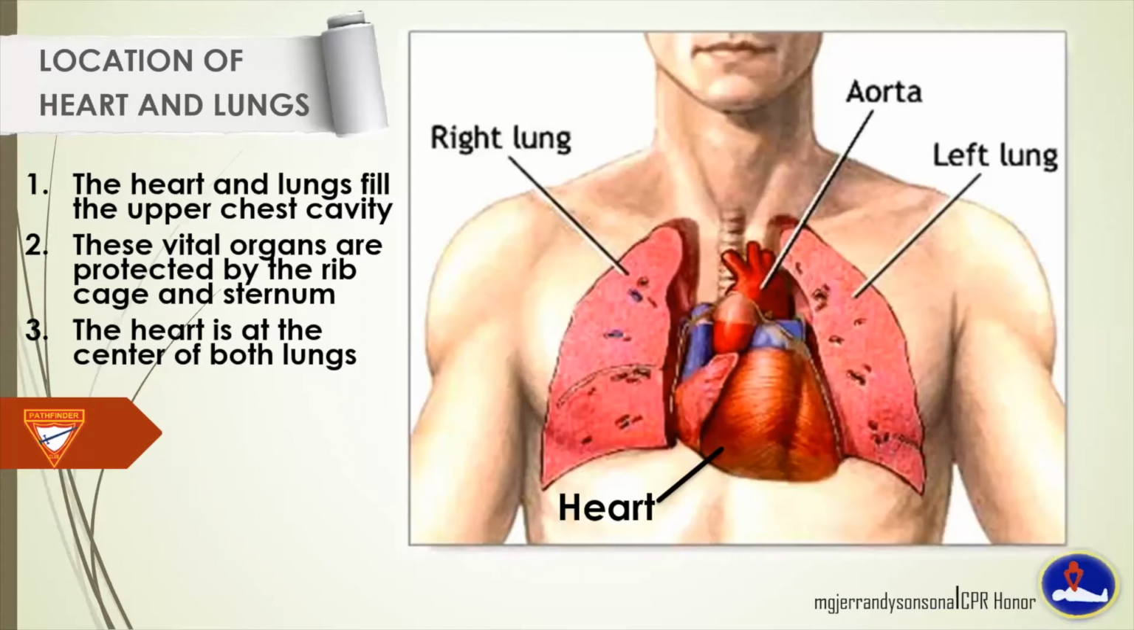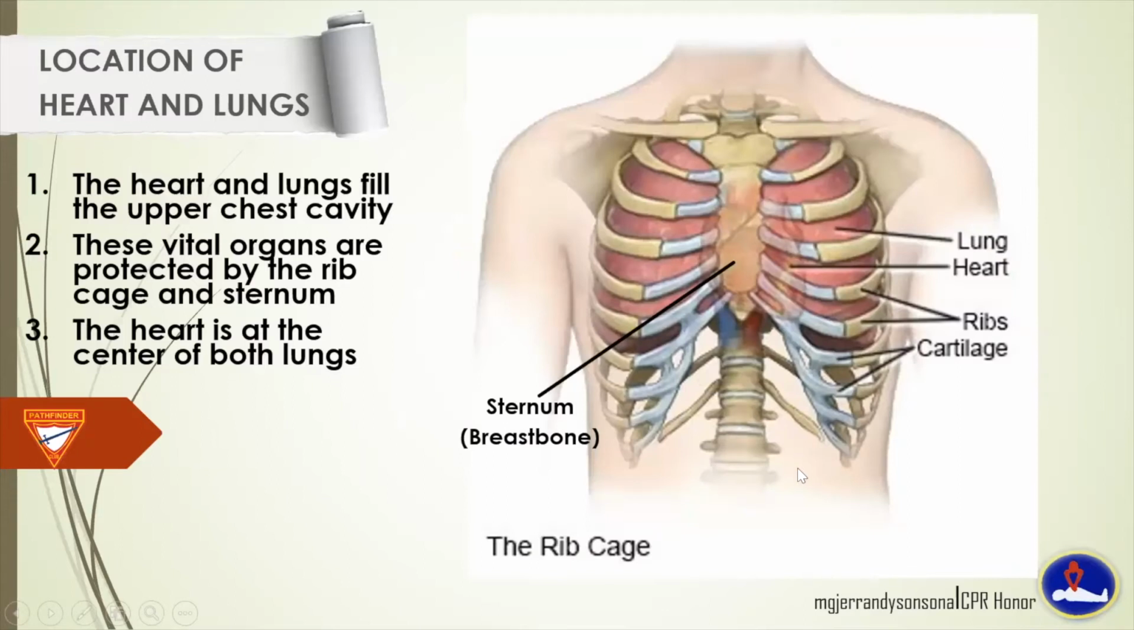Okay, try to look at your chest area. The heart and lungs fill the upper chest cavity. When you see the picture there, you will see both lungs on the right and left side, and these vital organs are protected by the rib cage and sternum. The heart is at the center of both lungs, as you can see in the picture. I have one picture here that portrays how our lungs and heart are protected by our rib cage and the sternum.